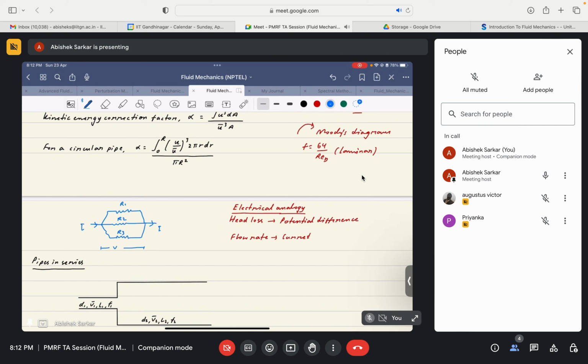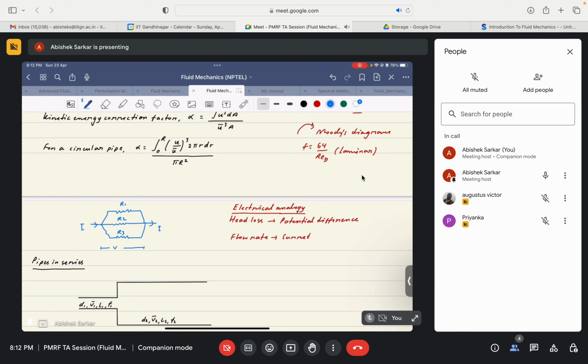So the current through all resistances remains the same, and the potential difference would vary, right? Yes, sir. Basically, if V1, V2, and V3 are the potential differences, then V would be equal to V1 plus V2 plus V3.